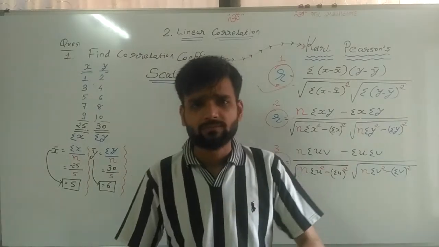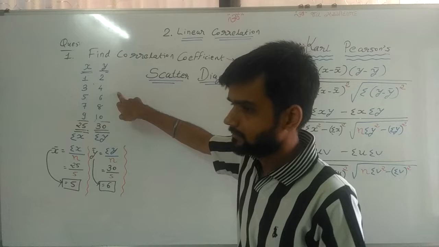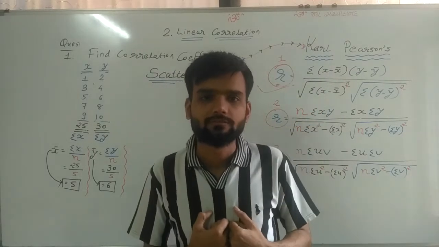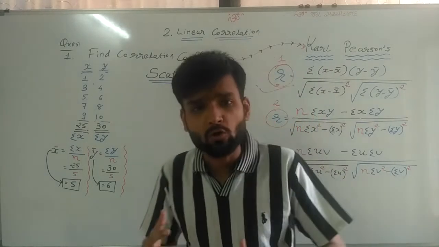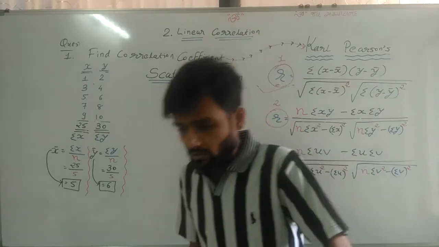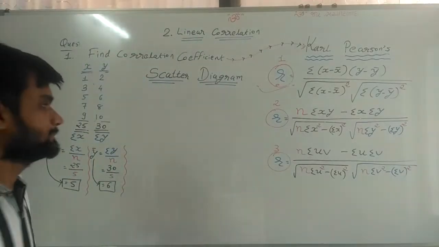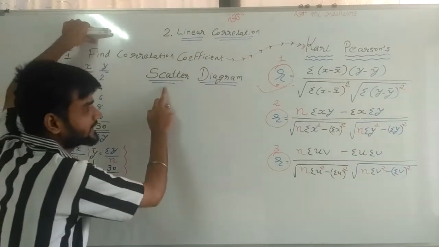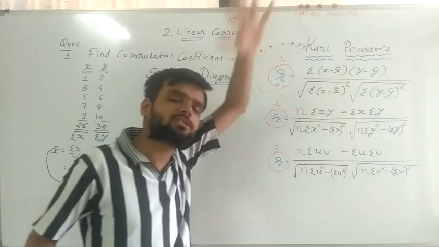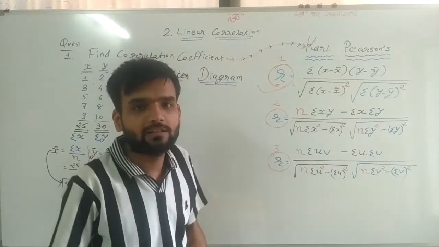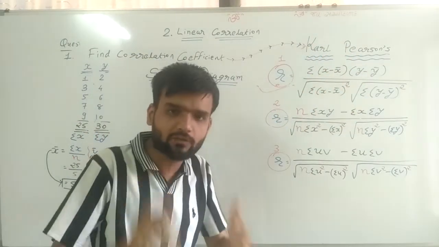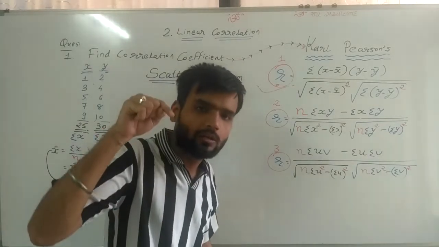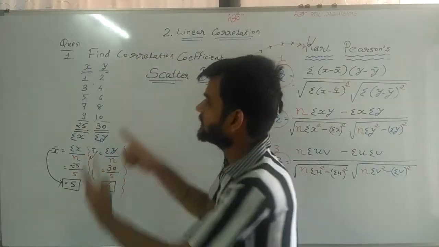Today I am explaining the same sum with a diagram. How can we prepare the diagram? That is our today's topic: find the correlation coefficient by the scatter diagram method. That was the first method explained by me, and in all the lectures the explanation was given, but how to prepare the diagram was not explained. Today we are really preparing the diagram by using the real data.